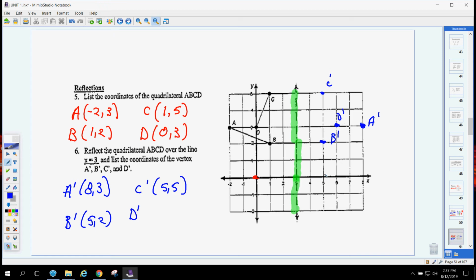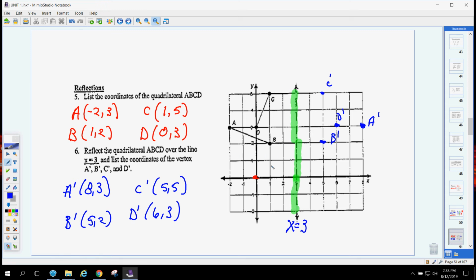Okay, and it's over 6 and up 1, 2, 3. So it's at 6, 3: over 6, up 3. Now you'll notice that when we reflected across the x and the y, our numbers in here stayed the same, but the signs changed. When we reflect across a line that is not either the x or the y axis, such as in this case where it is the line x equals 3, our coordinates are actually going to change.